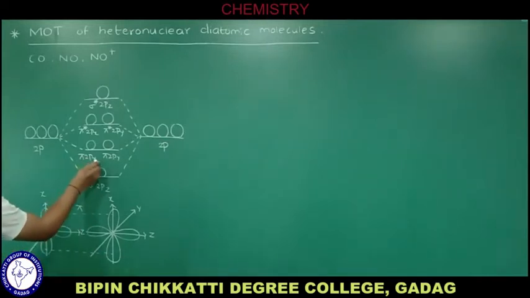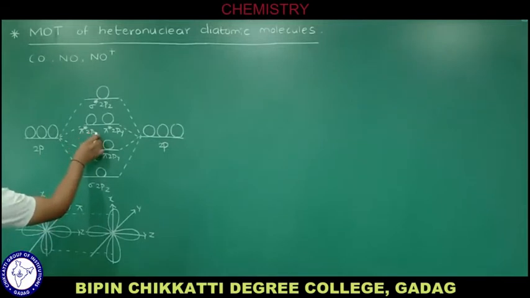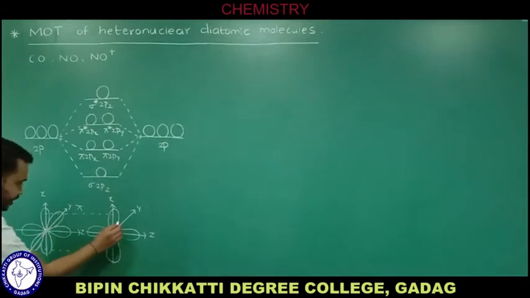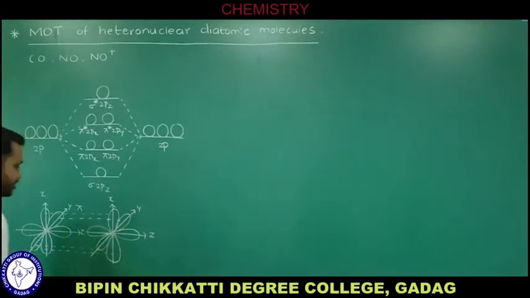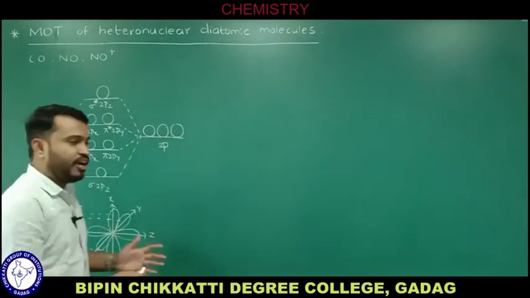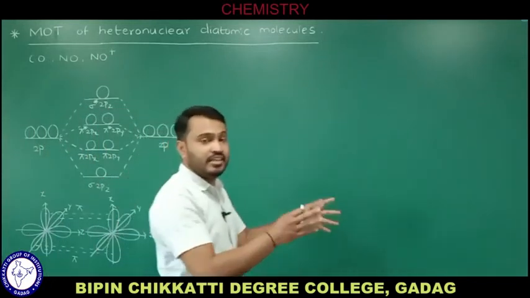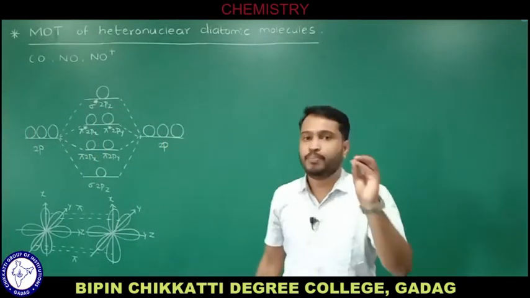Therefore, for 2px we write pi, and pi star 2px is also pi. What about y? In this direction we have y, which will be the dumbbell shape, and in the case of y also there is no head-on overlapping, there is sideways overlapping. So the y atomic orbitals overlap, and that is also pi. Therefore I have written pi 2py. So this is the reason why we write pz as sigma, and px and py as pi.